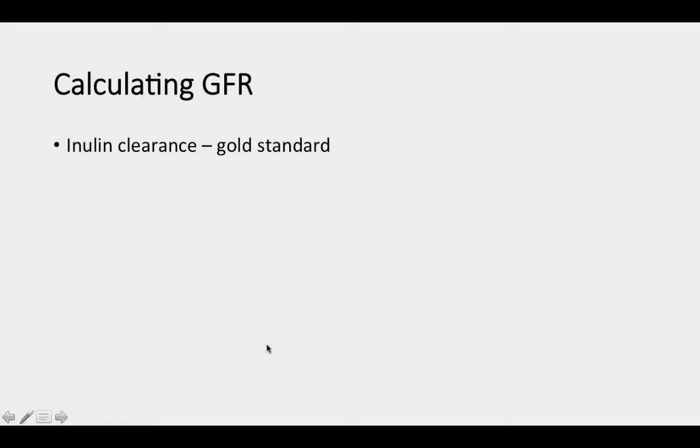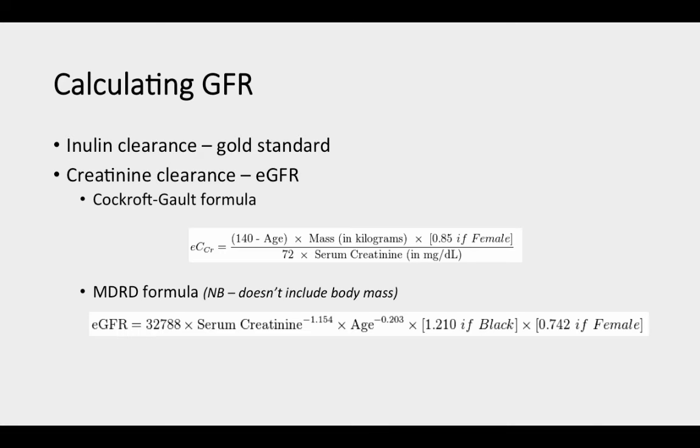So as I said, when you're calculating the glomerular filtration rate, inulin clearance is the gold standard. Creatinine clearance is the next best thing, but we don't actually calculate GFR this way. If you've noticed, we rarely ever measure the urinary concentration of creatinine or the urine flow rate. That would just take way too long. So what we do is something called the estimated GFR. And the estimated GFR is based on two potential formulas that we use.